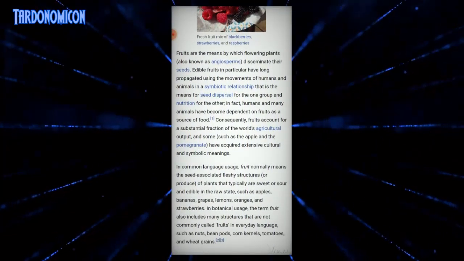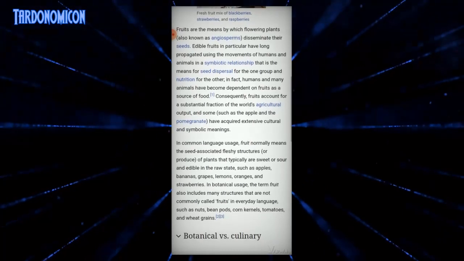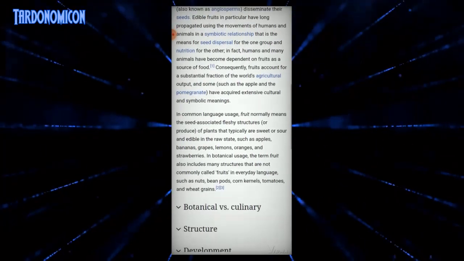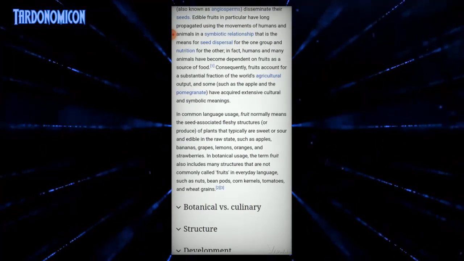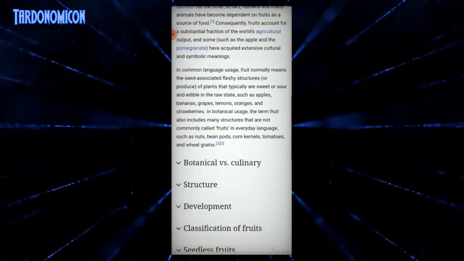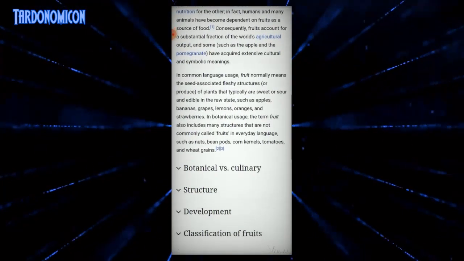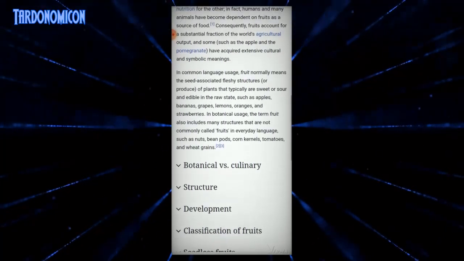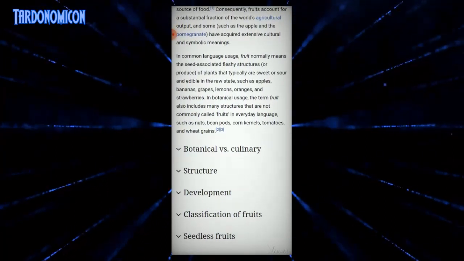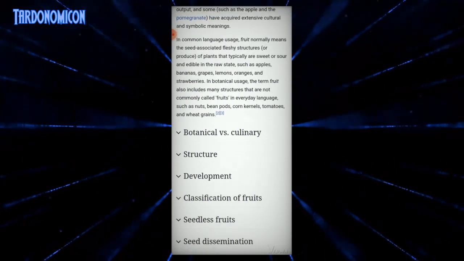comes from the fruit. Humans and many animals have become dependent on fruits as a source of food. Consequently, fruits account for a substantial fraction of the world's agricultural output, and some, such as the apple and pomegranate, have acquired extensive cultural and symbolic meanings. In common language, fruit normally means a seed-associated fleshy structure, or produce of plants that typically are sweet or sour and edible in the raw state, such as apples, bananas, grapes, lemons, oranges, and strawberries. In botanical usage, the term fruit includes many structures that are not commonly called fruits in everyday language.